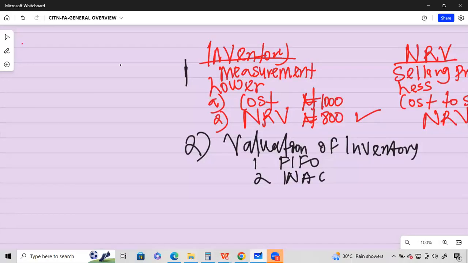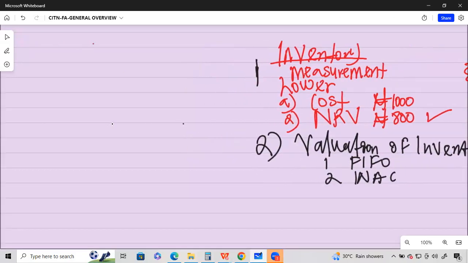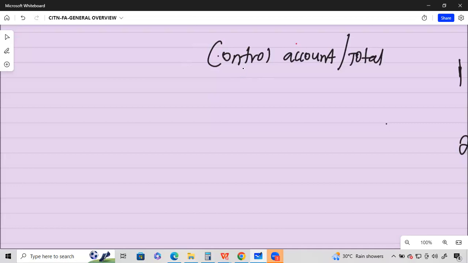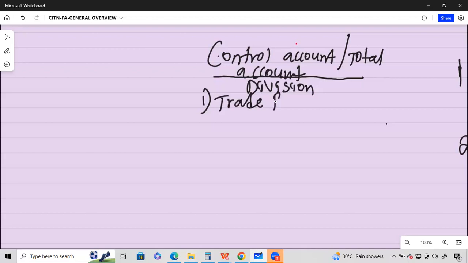It's a very simple topic. We can also call it a total account, an account that allows homogeneous accounts to be grouped together, meaning accounts that are related are grouped together. So control account basically has two divisions. We have the trade receivable ledger control account.